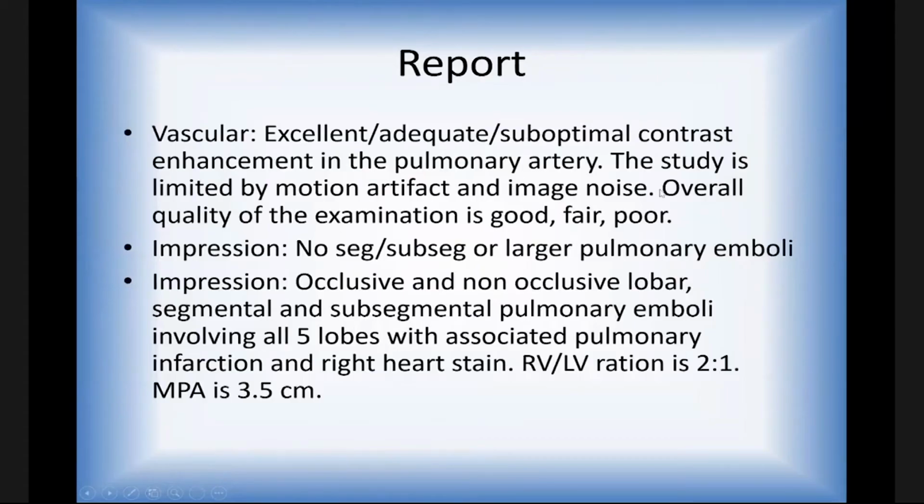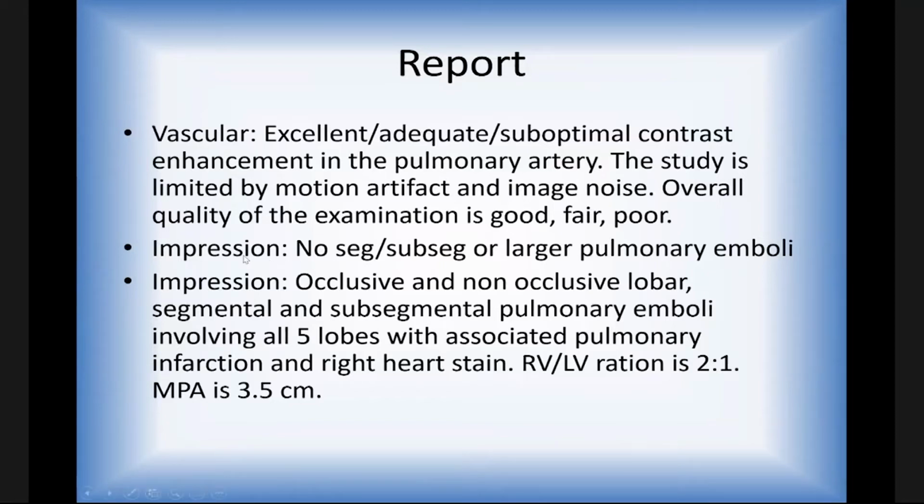The report of the PE protocol, we talk about the quality of the image, the enhancement: excellent, adequate, or suboptimal contrast enhancement. Is the artery limited by motion artifact, by image noise? And the overall examination: is it good, is it fair, or is it poor? This will tell the clinicians how confident we are in interpreting this study.